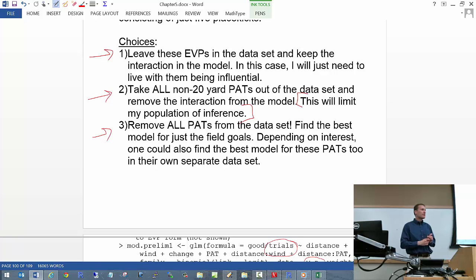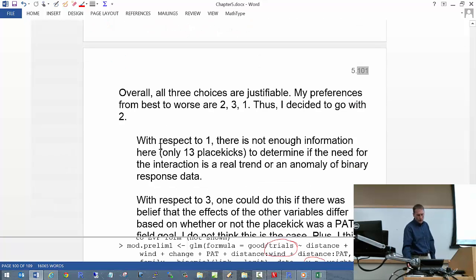In your book model, the estimate for PAT also changed? Yes, it did, and that is just because of that interaction, too. Okay? That's why. So I have a little bit more of a discussion on page 101 about this.